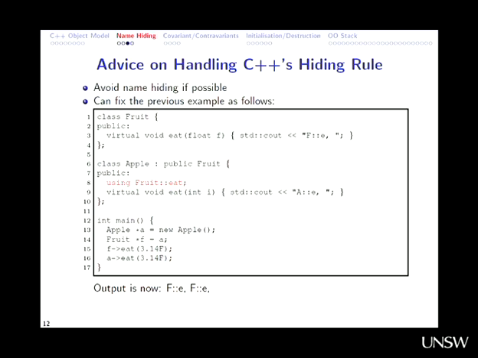So, two solutions to this problem. One, if we intended that there was going to be two different functions, we can bring this Fruit's virtual void eat into scope by using it at the correct scoping place, and it brings that up into the correct scope, and the resolution works as it should. That is one solution to the problem.